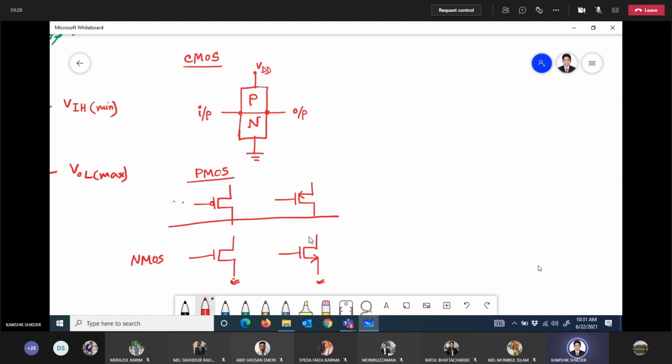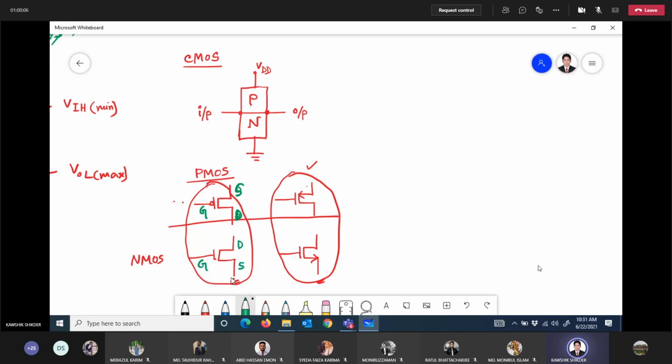So this is one set for P and N. This is another set for P and N. Noted? This is with bubble and without bubble. And this is with direction. So let's identify the terminals. Gate. This one is drain, this one is source, or you can write vice versa, because this is just a symbol. This is gate, drain and source.